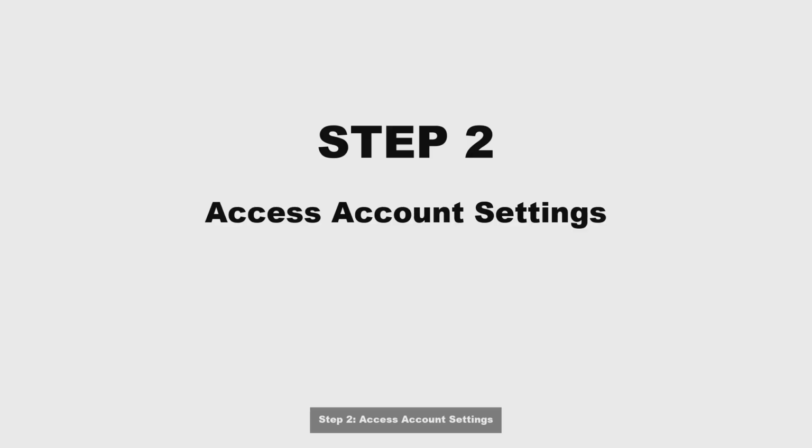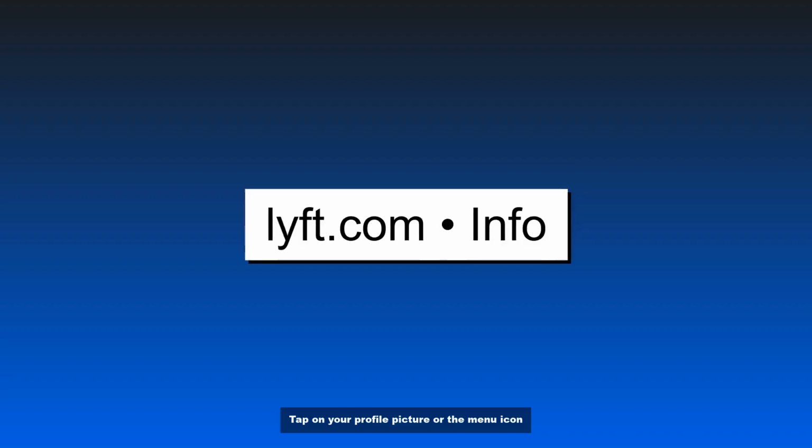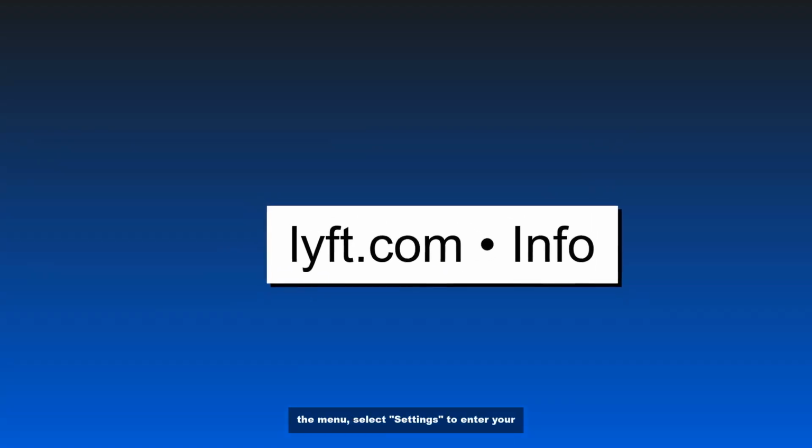Step 2. Access account settings. Tap on your profile picture or the menu icon in the top left corner of the screen. From the menu, select Settings to enter your account settings.